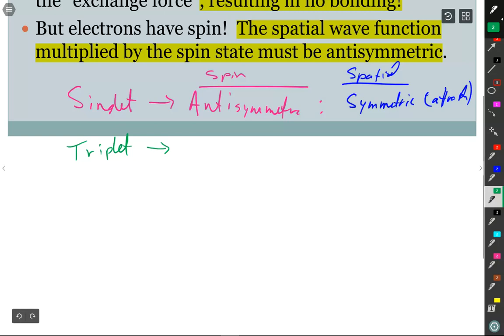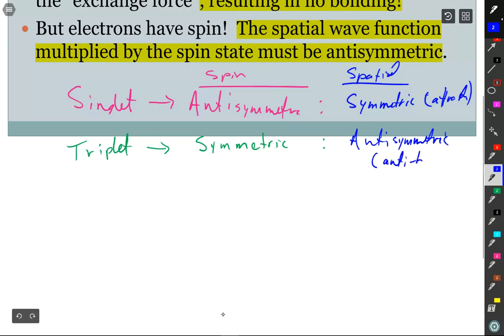So triplet state, its spin state is symmetric. And so its spatial state has to be anti-symmetric, which is antibonding, because it's pushing them apart.